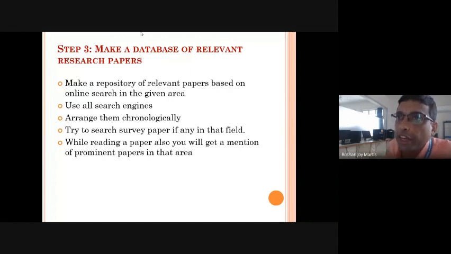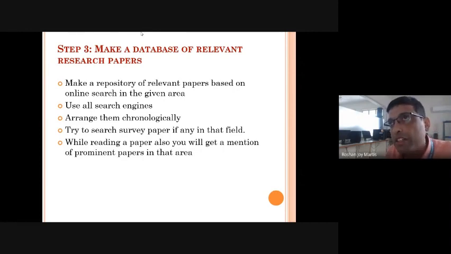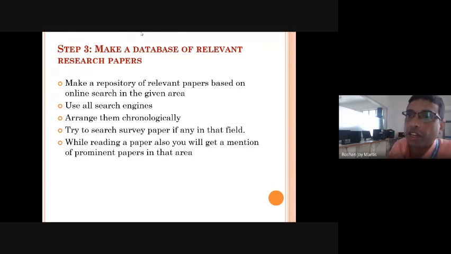Here you have to make a database of relevant papers based on your online search in the given area using different keywords. You can use various search engines, and various ways you can combine your keywords. Then you can find papers. A number of papers may pop up during your search. Just read the titles, you will understand. When you search, you may get thousands of research articles. Then you read the title and drop some of them. Or when you put in your keywords, you will get thousands of papers. So then you narrow your search.